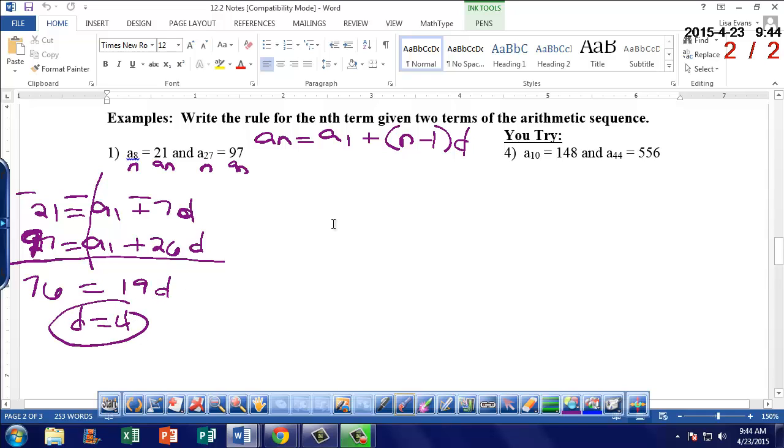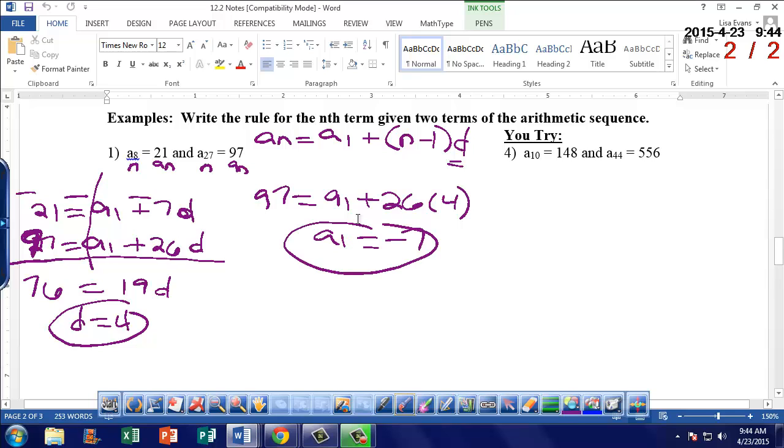Okay, now I have one of the things I need, but I'm still missing a sub 1. So we're going to take this and pick an equation to plug it into. It doesn't matter which one. I'll just plug it into the bottom because I didn't make any sign changes to that one. So 97 equals a sub 1 plus 26 times 4. When you do the algebra for this, you're going to solve and you get a sub 1 to be -7.